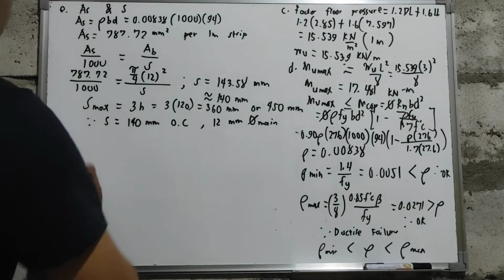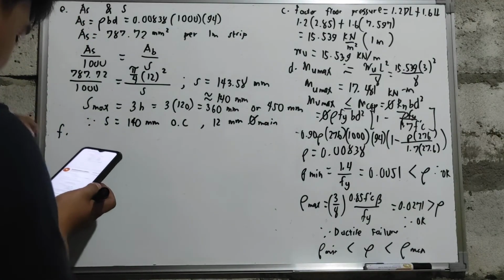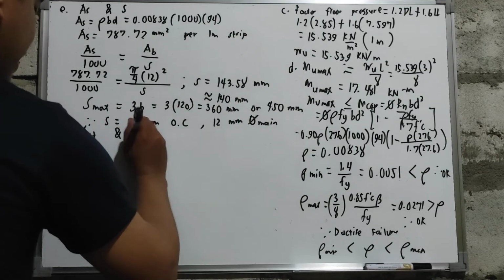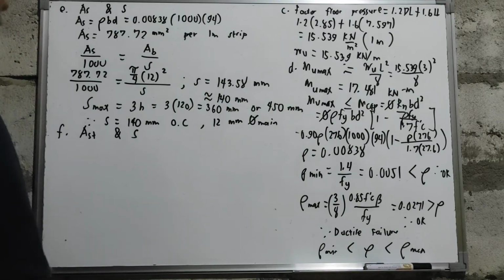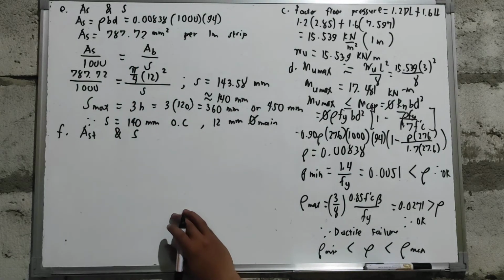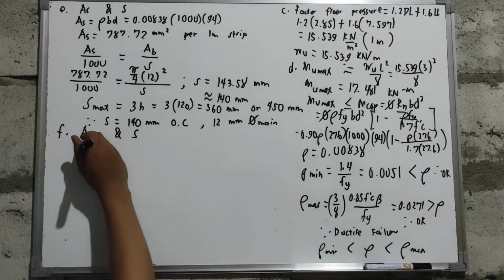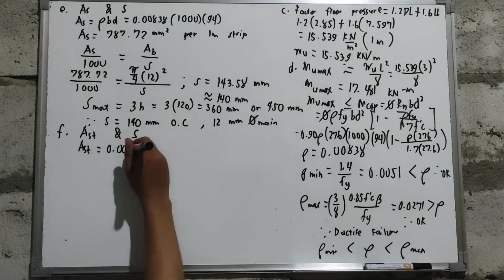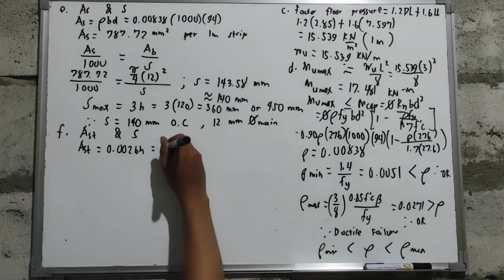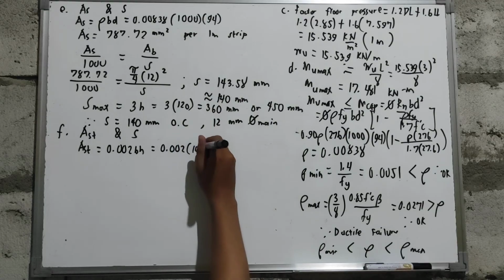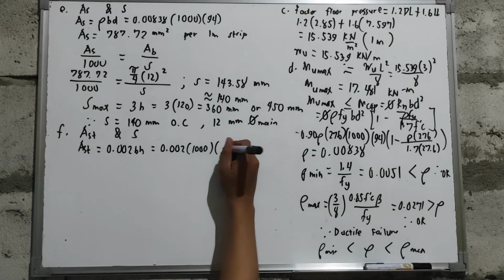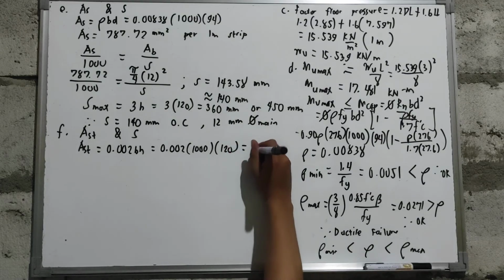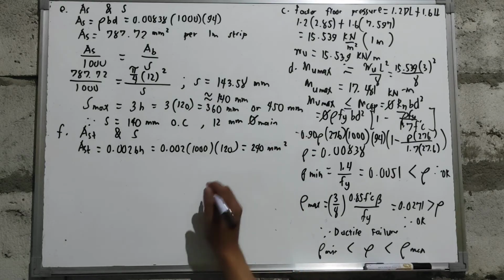After nating ma-compute yan, let us compute for the value naman ng temperature bar natin or yung Ast at saka yung spacing niya. So for this, since ginamit natin is 276, so under tayo sa grade 275. So gagamitin natin value ng Ast natin, that is 0.002 bh. So that will become 0.002 multiplied by 1,000 or yung 1 meter strip natin multiplied by 120. So you will have a value of 240 mm squared.